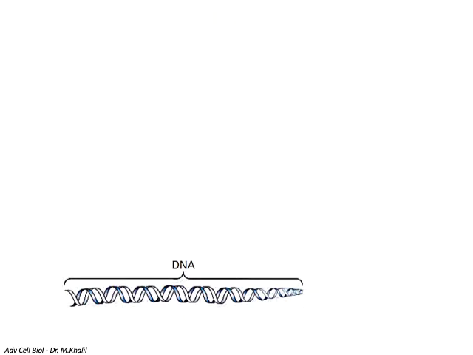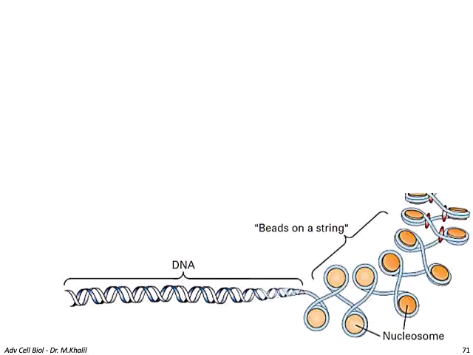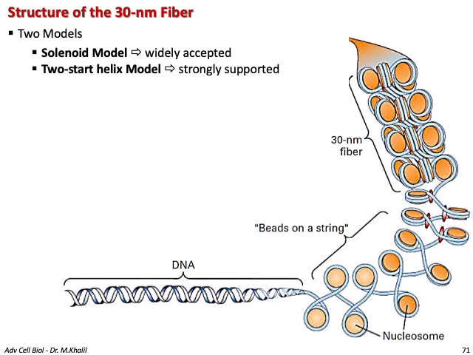If you look closely, this is the naked DNA. The first level is the beads on a string, in which the DNA is wrapped around the nucleosome. This is followed by a higher order of organization called the 30 nanometer fiber, in which these nucleosomes are again wrapped around themselves to form a thicker structure, which is a 30 nanometer fiber.